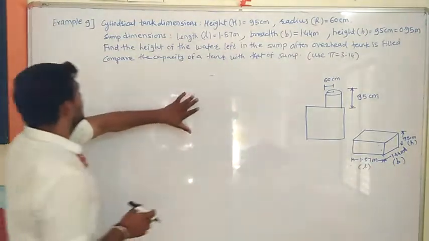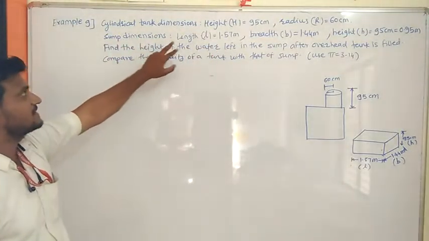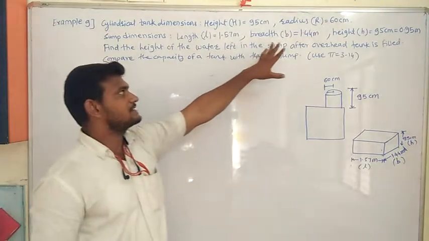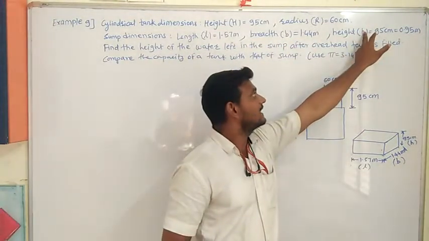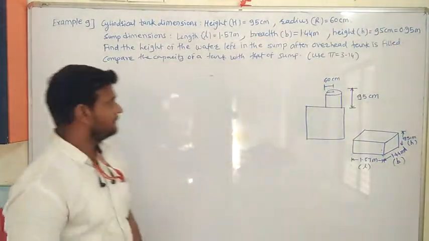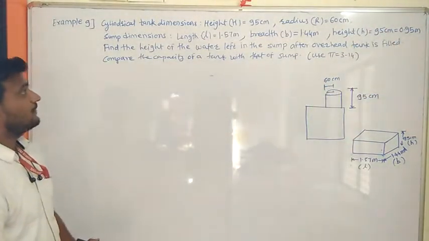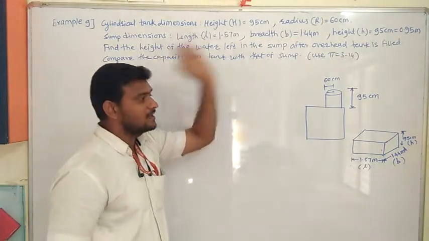See here, given the cylindrical tank dimensions are this much and the sump dimensions are length is equal to 1.57 meter, breadth is 1.44 meter, and height is, this is the h, height is 95 centimeter which is equal to 0.95 meter. Now what we have to find? We have to find the water left in the sump after the overhead tank is filled.